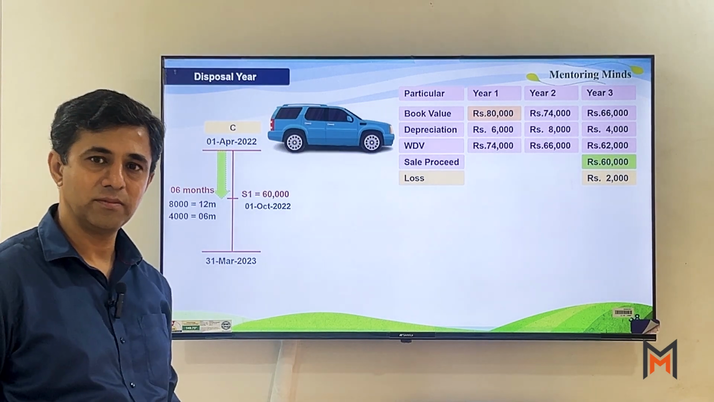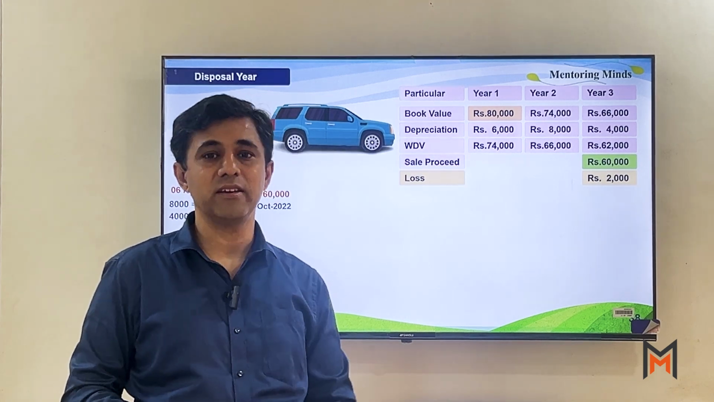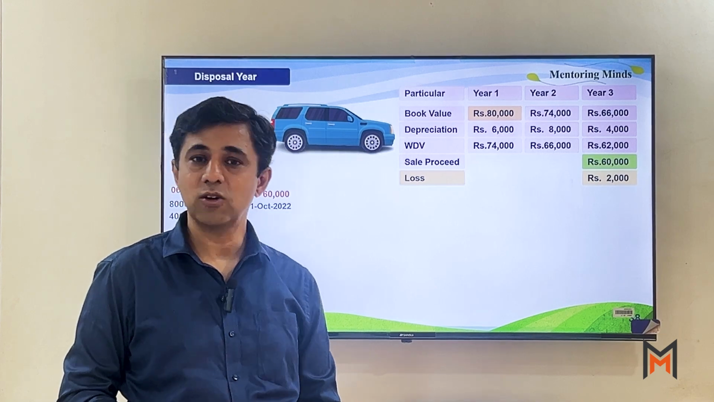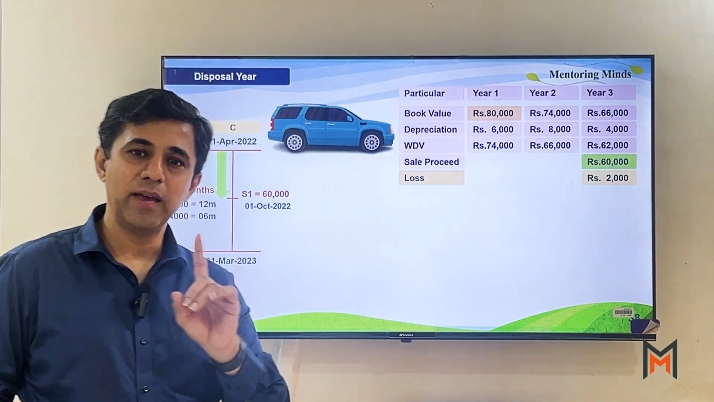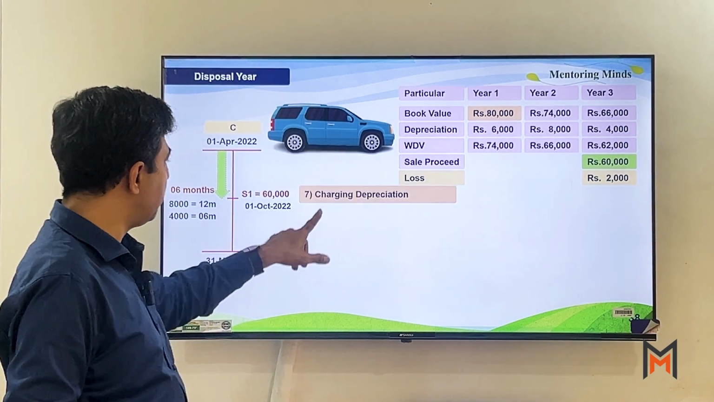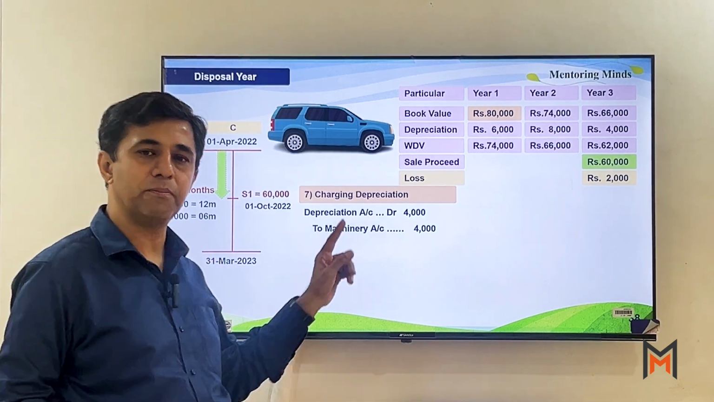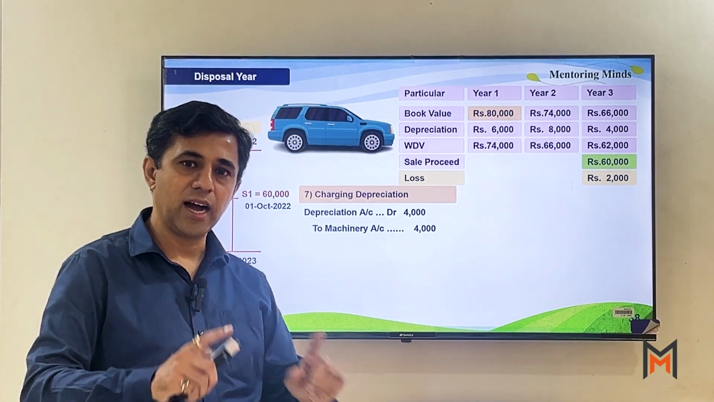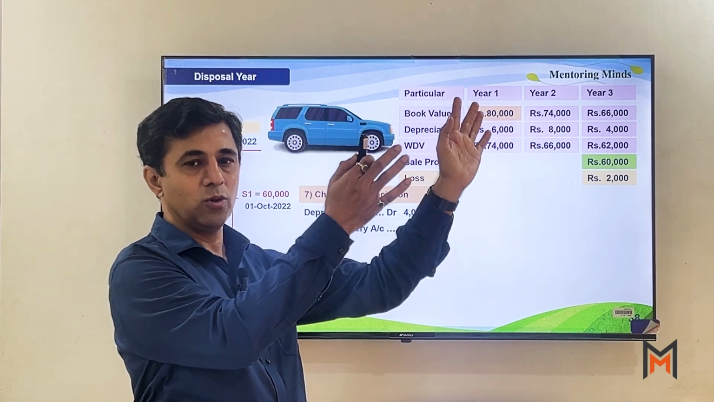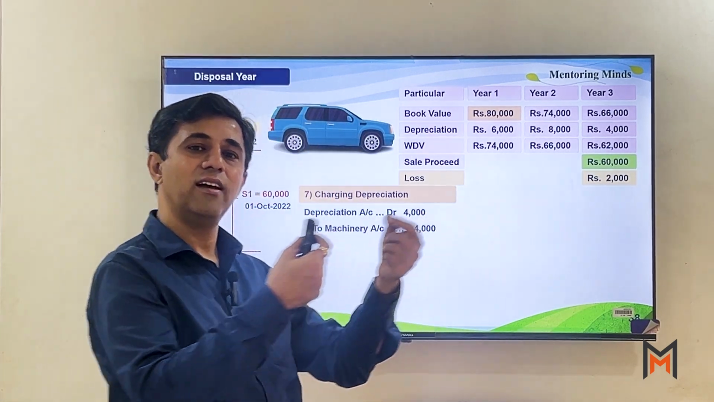the loss. So now in this particular year which we call the disposal year, we have to pass certain journal entries. Sir, which entries do we have to pass? The first entry, we are going to charge depreciation. So when you charge depreciation, right, the journal entry is depreciation to asset, that is depreciation to machinery. After charging depreciation, we are going to sell the asset. So is the asset coming in or going out? Sir, it is going out. And cash is coming in.